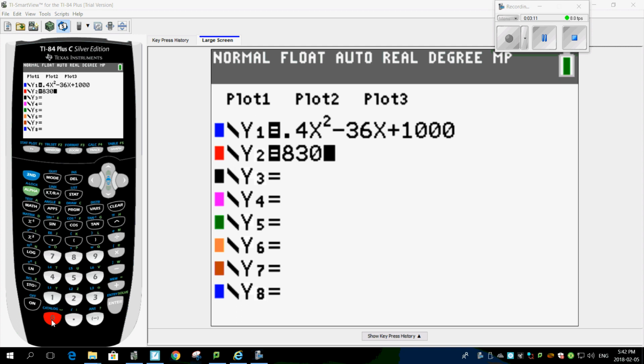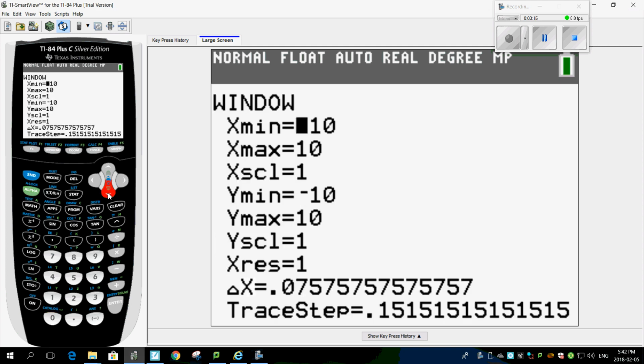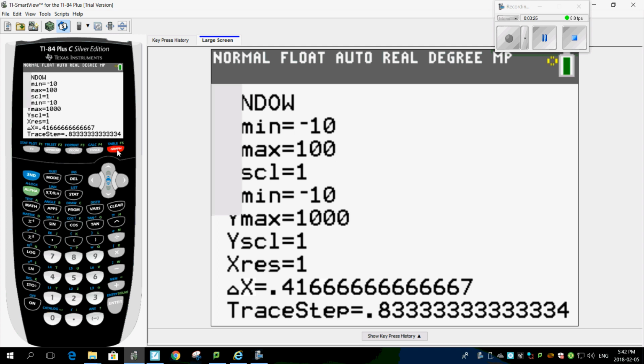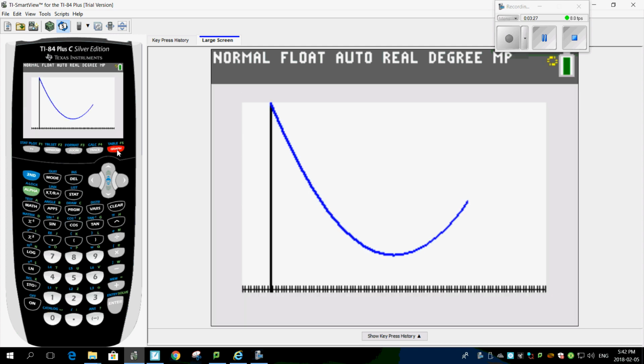All right, so let's go to our window settings. Here we go. Window. Okay, I'm going to put my age up to at least 100. I'm going to put my y-intercept to at least the intersect, which was 1,000 according to that equation. If I graph it, look what I have now. I have a beautiful parabola. And there's my other line. And this ends up being the age that I'm looking for. So let's find that guy.